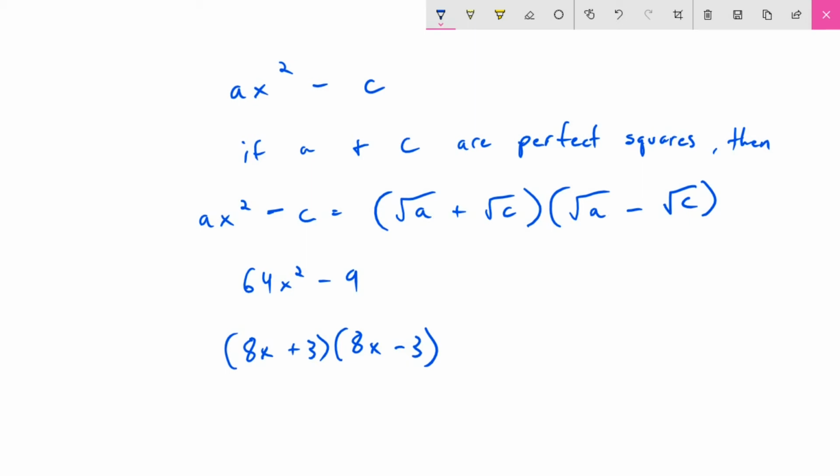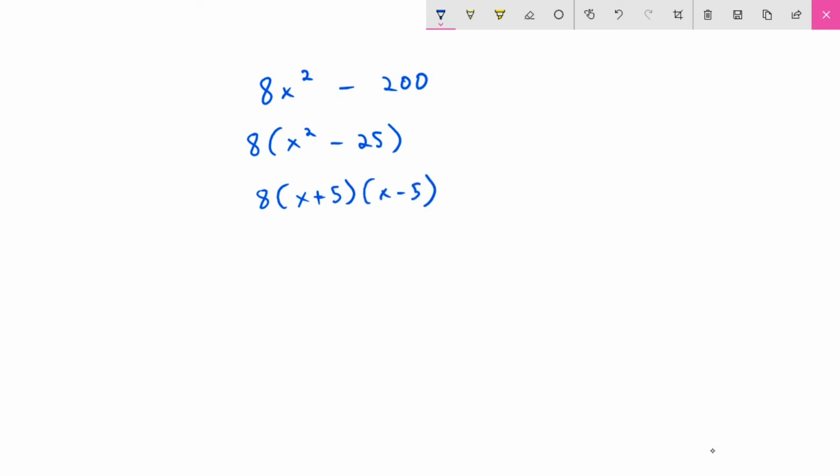Now, last thing to notice though is, remember, when you start your problem, you always want to check to make sure that there are no greatest common factors as well as negative signs. So for example, if I give you 8x squared minus 200, you might want to use the difference of squares shortcut, but you can't because 8 isn't a perfect square and 200 isn't a perfect square. But wait, what if I factor out an 8? Then I'm left with x squared minus 25, and x squared and 25 are perfect squares. Now I can see that this is going to be 8 times x plus 5 times x minus 5, and that would be your fully factored form. Don't forget the 8 on the outside.